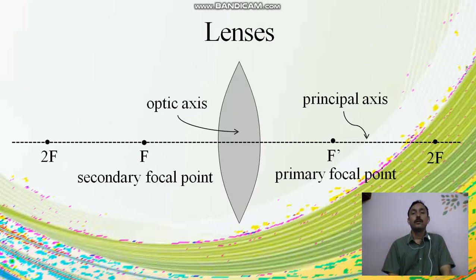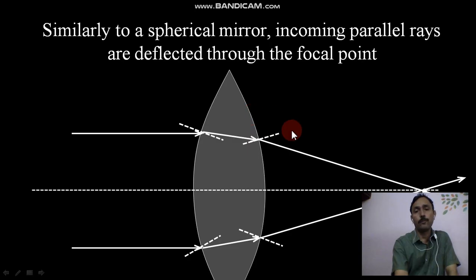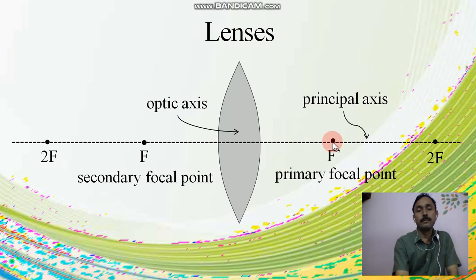So for a lens, a few points we have to identify. This is the concave from this end, but this is a convex lens, a biconvex lens. So this arc of this convex lens is a part of a sphere. This arc is also part of another sphere.